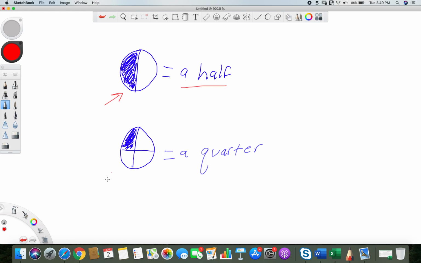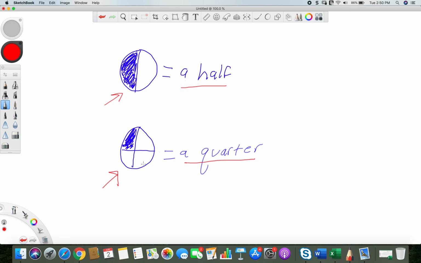And for this other shape down here that I drew, it's a circle with 4 pieces. We call this a quarter. 1/4 is shaded in. So whenever there are 4 pieces, we call that quarters.